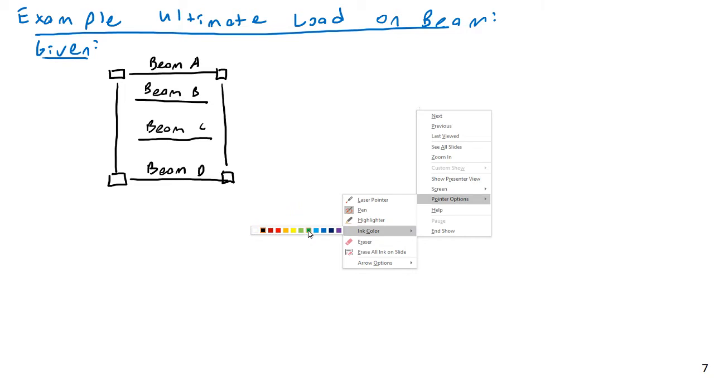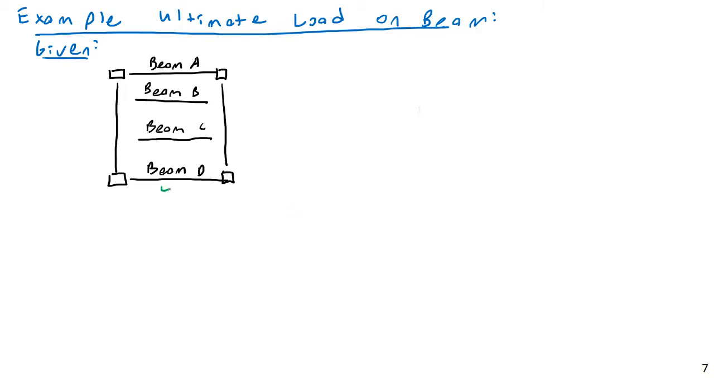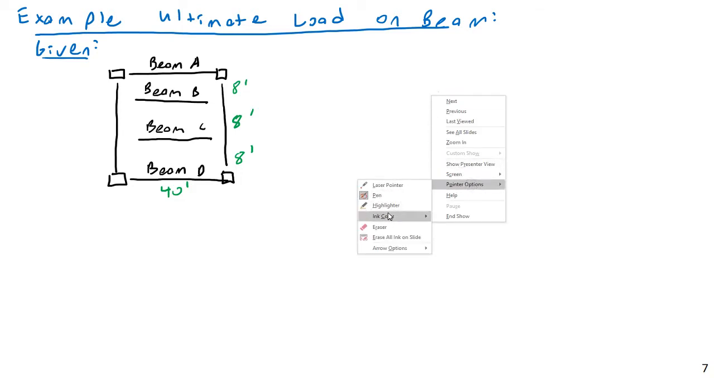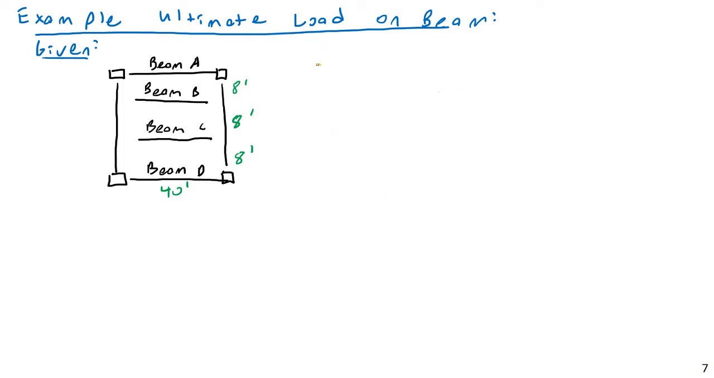Then let's say I had lengths here of 40 feet, and 8 feet, 8 feet, and 8 feet. So 8 feet between A and B, 8 feet between B and C, and 8 feet between C and D. And let's also say that I have the following dead loads and live load.